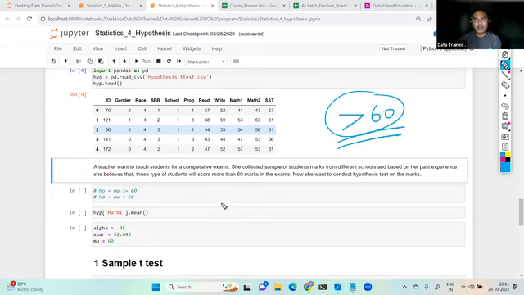So now, here the null hypothesis is that the average score students will get is greater than or equal to 60 marks. That is the null hypothesis.